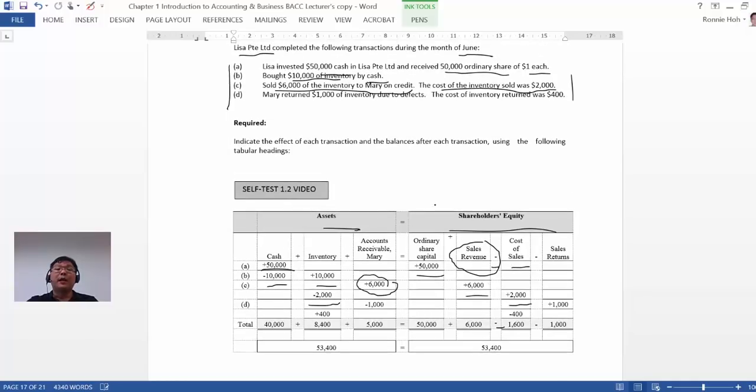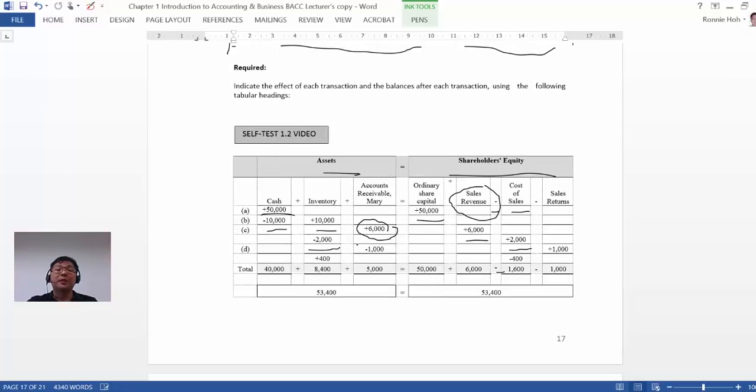Alright, so I hope that helps you to understand how to record transaction C. Now, shall we move on to the last transaction, which is transaction D, where Mary returned 1,000 inventory due to defects, and the cost of inventory return was $4,000. So when they return the goods that she bought from us at $6,000, naturally the amount that she owes us now will decrease by $1,000, right?